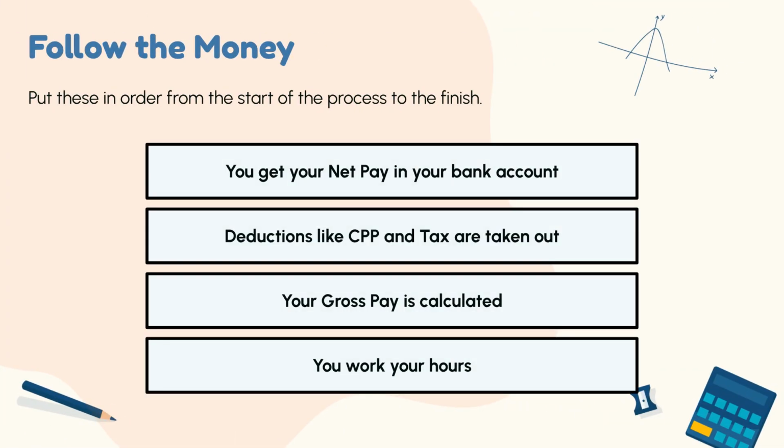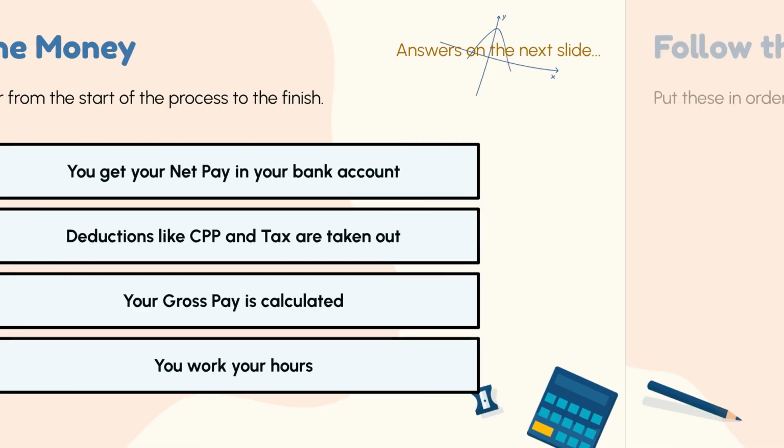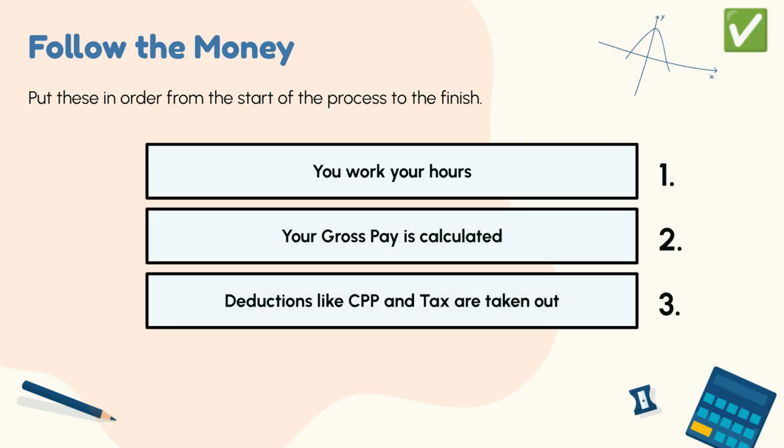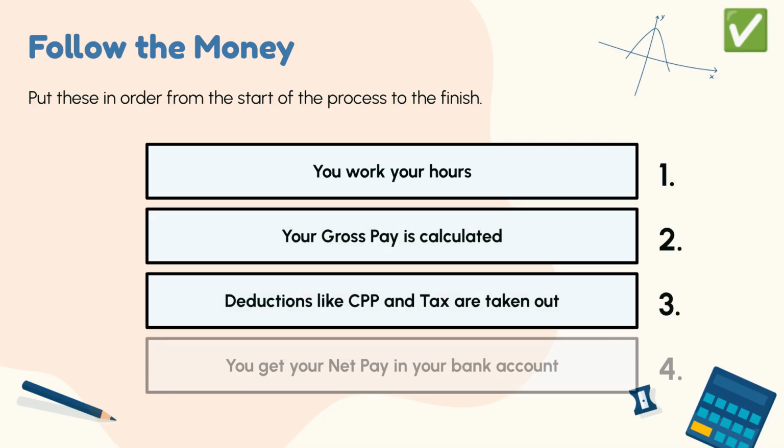Let's put the steps in order from start to finish. Think about the correct sequence, and the answers are on the next slide. The correct order is: you work your hours, your gross pay is calculated, deductions like CPP and tax are taken out, and finally, you get your net pay in your bank account.